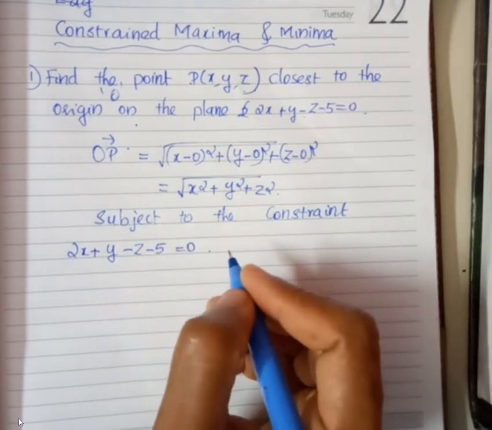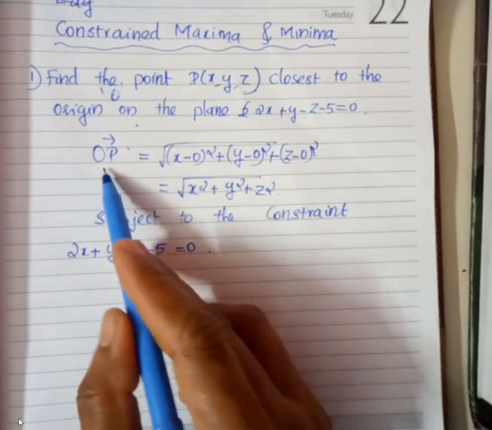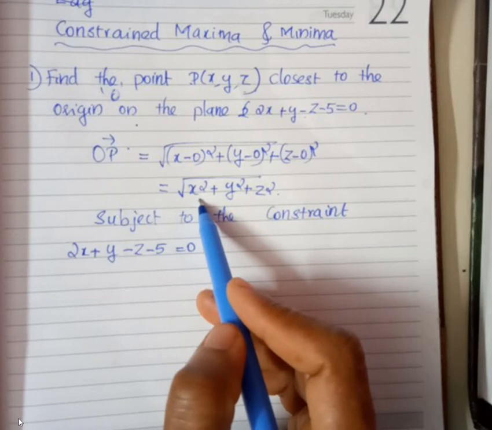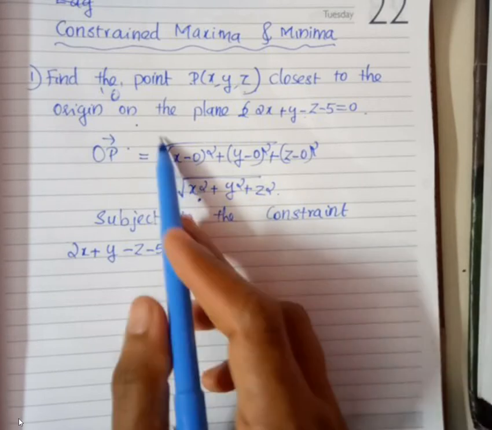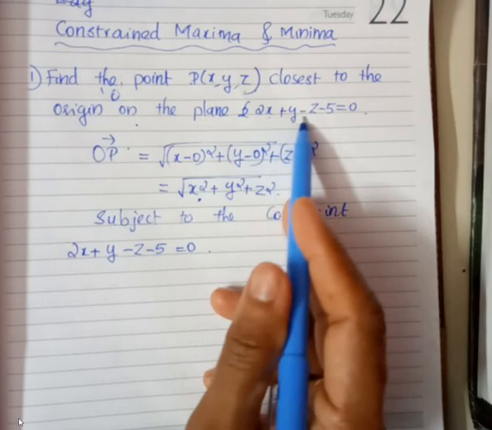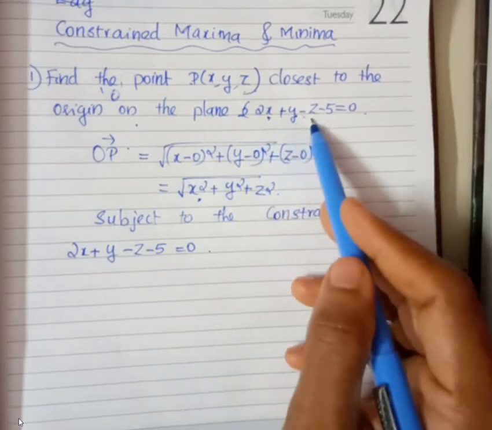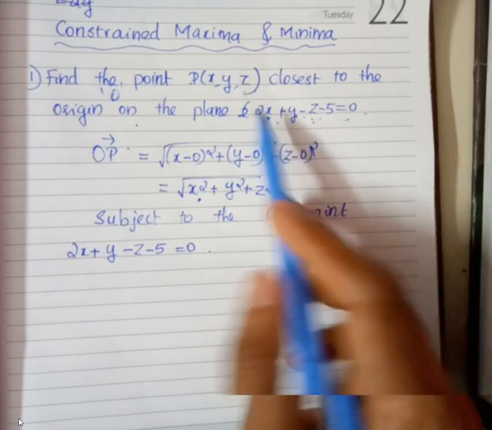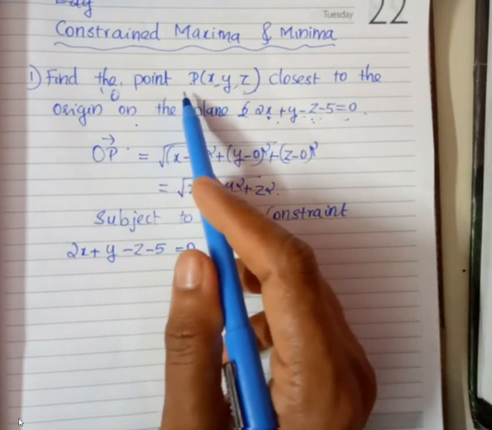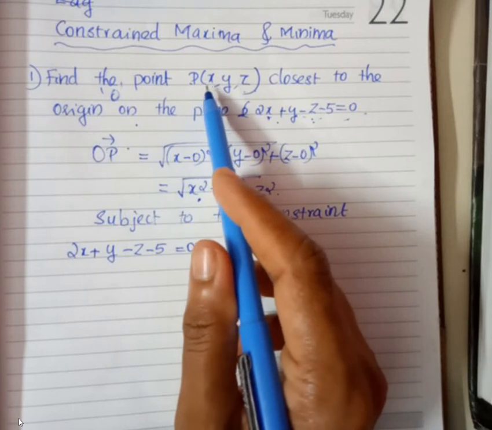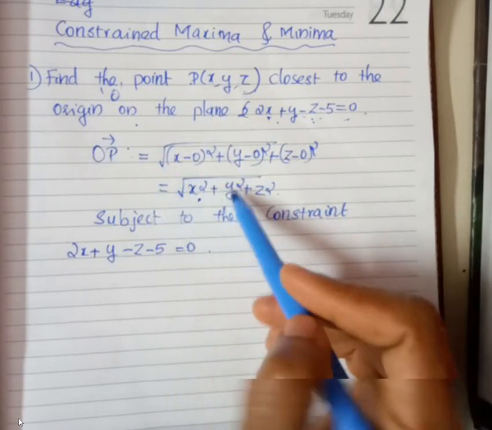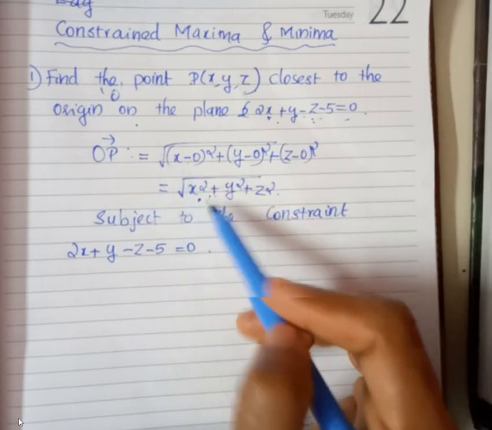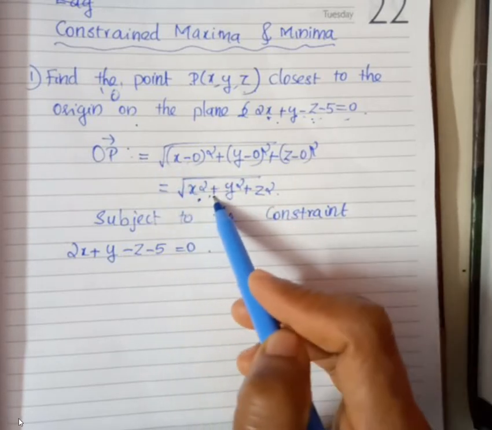Okay, so this is the OP. This is the distance from the origin to the point, right? And the plane is 2x plus y minus z minus 5 equal to 0. In this plane, we have to find out the point at which the OP is minimum. Closest to the origin means this distance must be minimum.